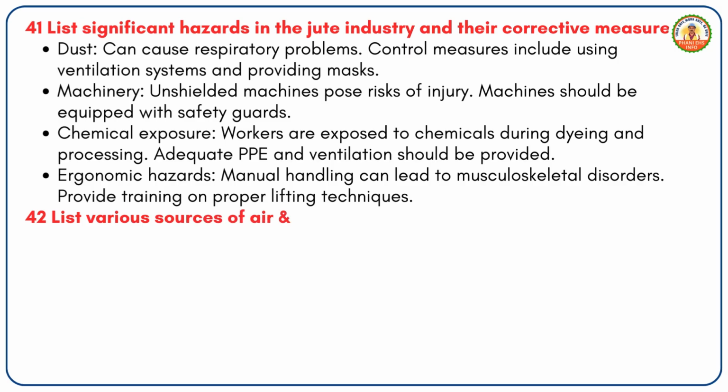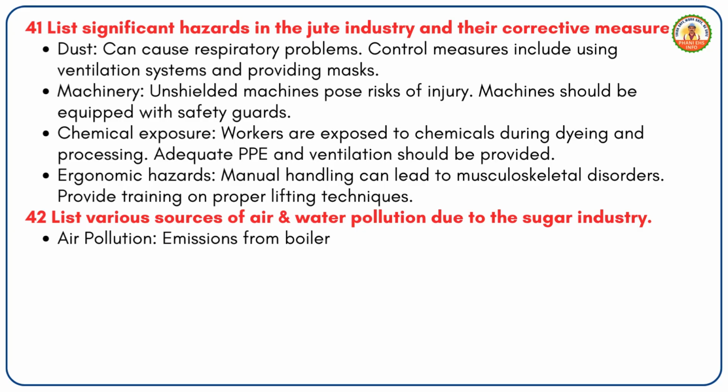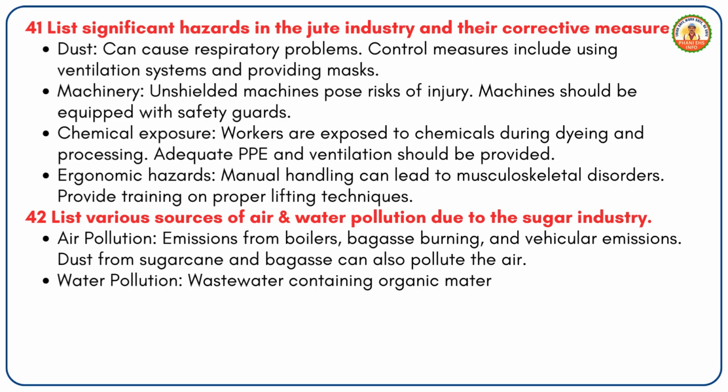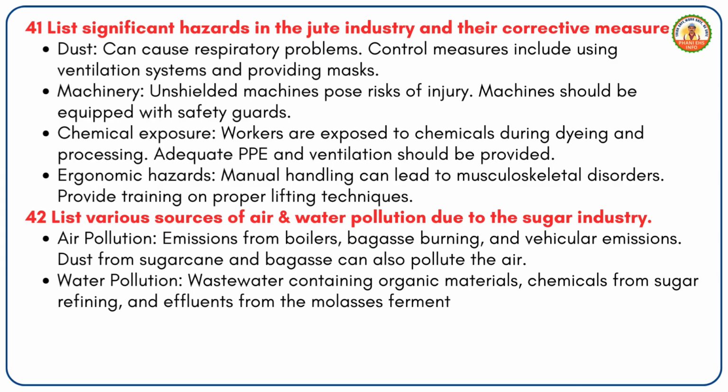40. To list various sources of air and water pollution due to the sugar industry. Air pollution: emissions from boilers, bagasse burning, and vehicular emissions. Dust from sugarcane and bagasse can also pollute the air. Water pollution: wastewater containing organic materials, chemicals from sugar refining, and effluents from the molasses fermentation process.